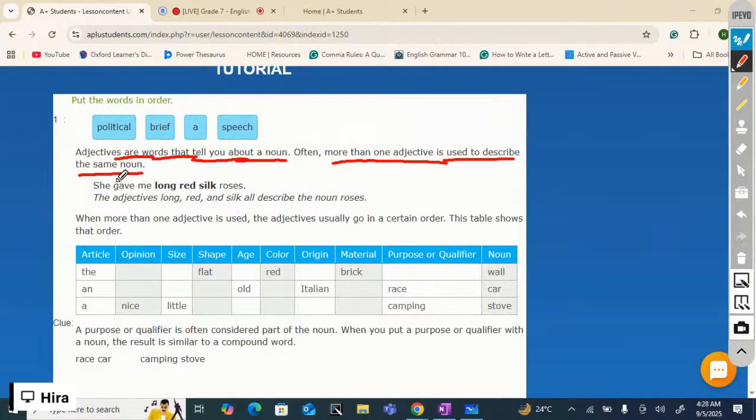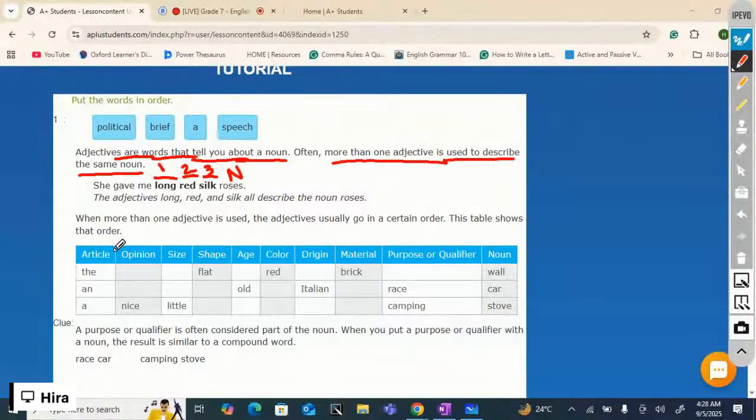Let's read this one. She gave me long red silk roses. Now, one, two, three: long, red, and silk. These adjectives all describe the same noun, roses. Okay, so when more than one adjective is used, the adjectives usually go in a certain order. So you need to follow this order.